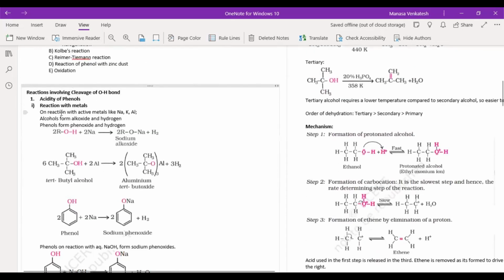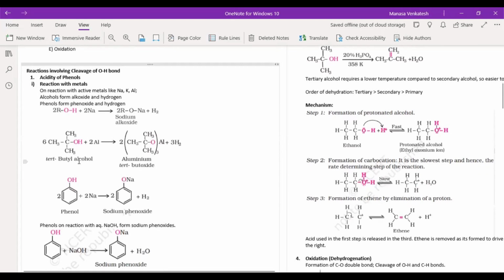So when you have reaction with metals like sodium, potassium, or aluminium, alcohols are forming alkoxide and hydrogen, whereas a phenol is forming a phenoxide and hydrogen. So this shows that alcohols and phenols are acidic in nature. Here you have a tertiary butyl alcohol. It's reacting with aluminium to form the aluminium tertiary butoxide as well as hydrogen.